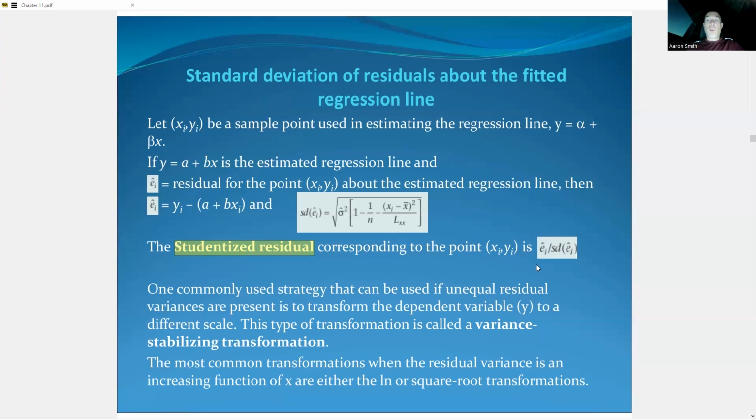Studentized residuals are similar to the standardized version I just talked about, but we're doing a little tweak on that division by standard deviation. So it's a little bit different than what's here. Sorry, this is what we're going to divide by, which is a little bit different than dividing by the residual standard deviation. It's not a huge difference, but there is a difference.